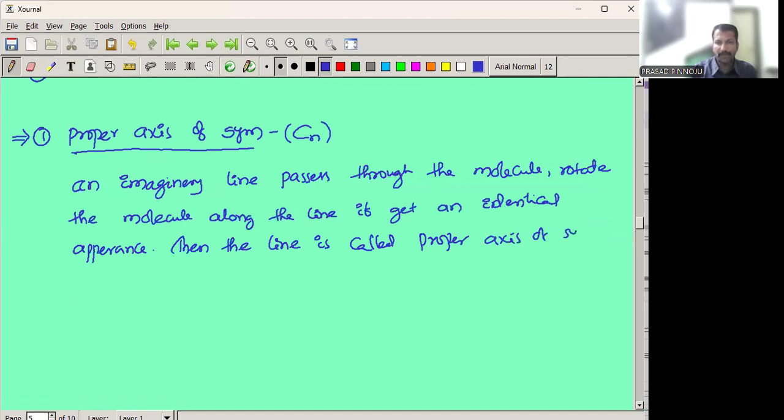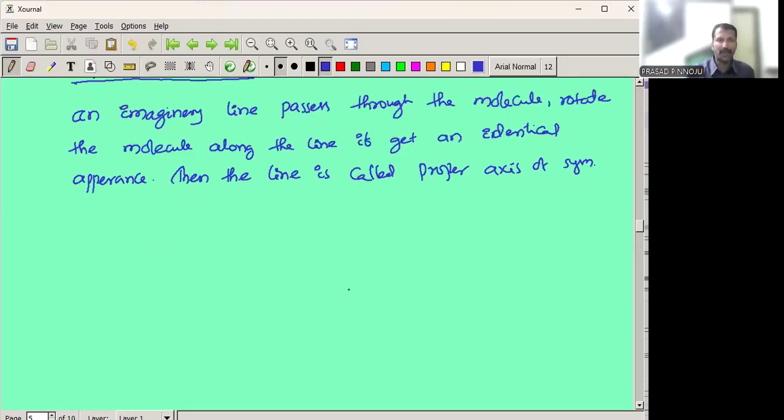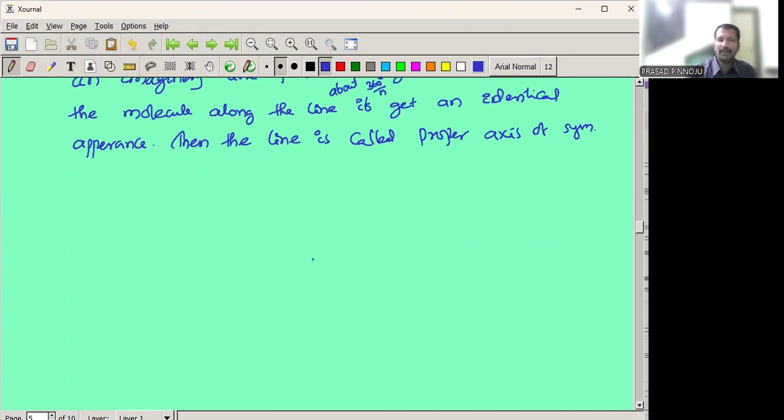So this is the definition of proper axis of symmetry. An imaginary line that passes through the molecule. If you rotate the molecule about that line, through 360 degrees divided by n, where n is the number of rotations, and you get an identical appearance, then the line is considered a proper axis of symmetry. This whole thing is imagination. Okay. So for example, here I am going to take a water molecule.